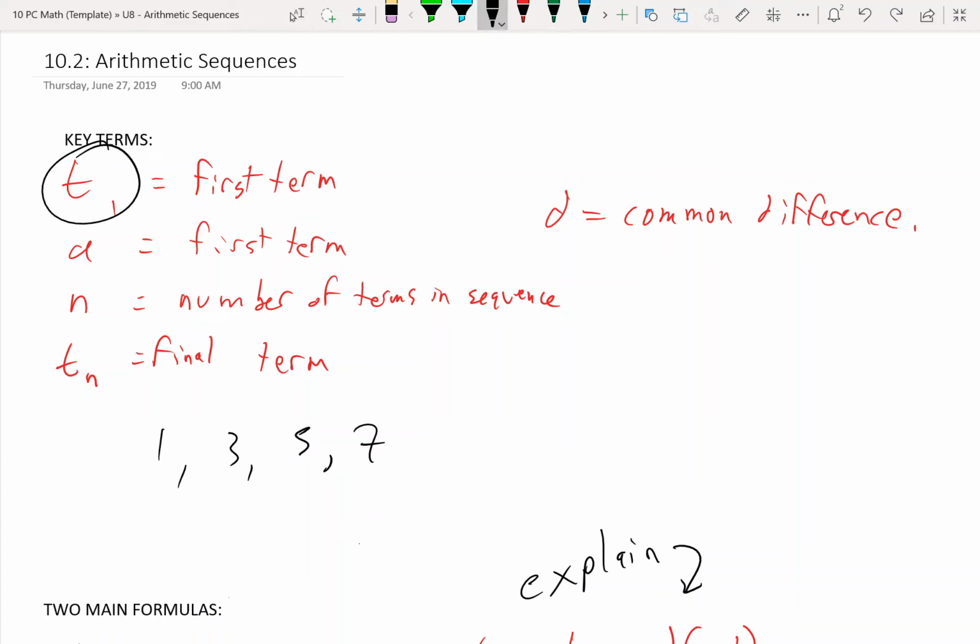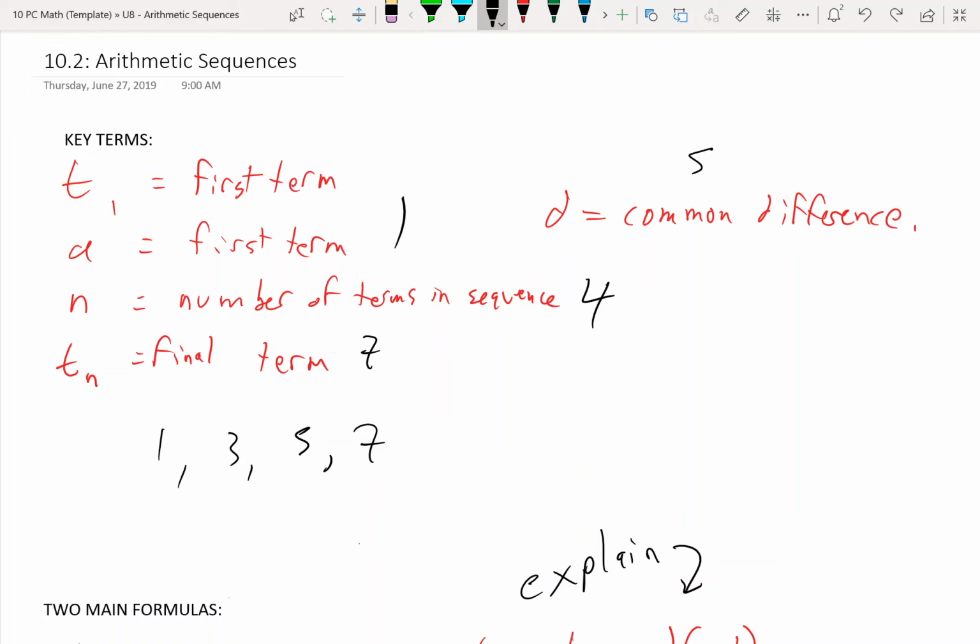T1 and A are the same thing. They mean the first term, the first number. So in this situation, it would be 1, the first number in the list. N is how many numbers are there. So in this list, there's clearly 4 numbers, so N would be 4. Tn, which means T at n, the term at the nth position or the last position, is the final number. 7.